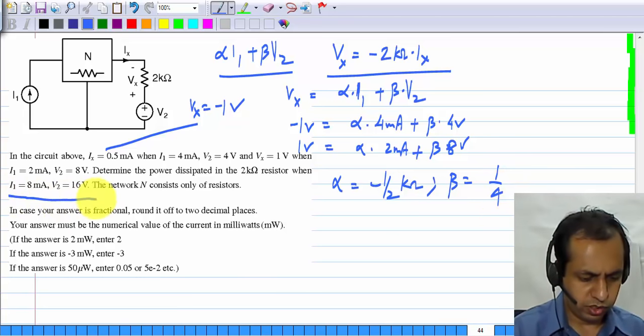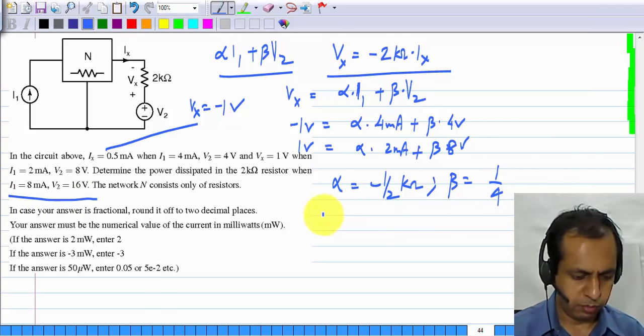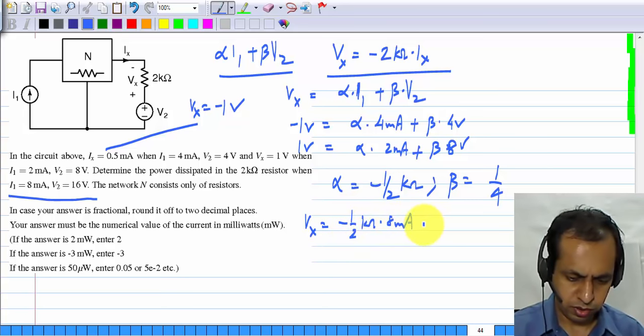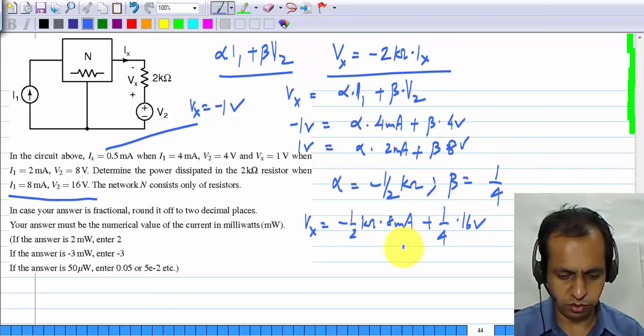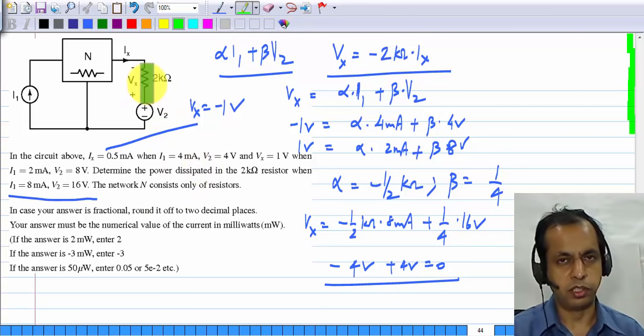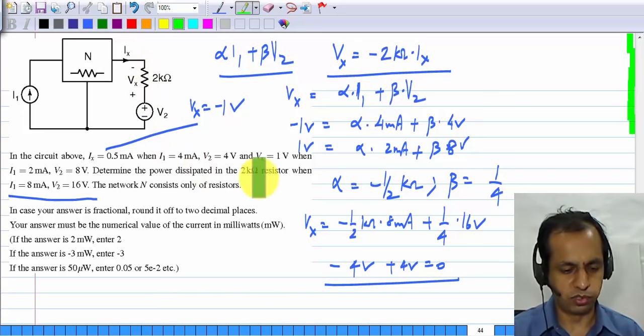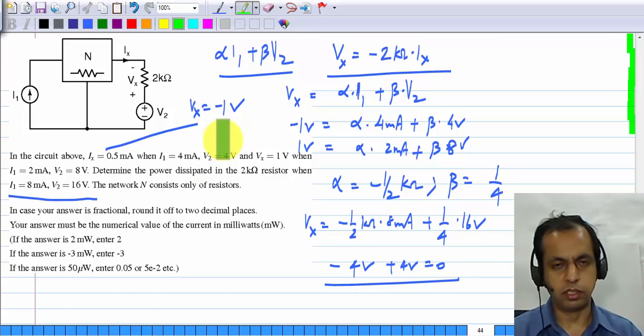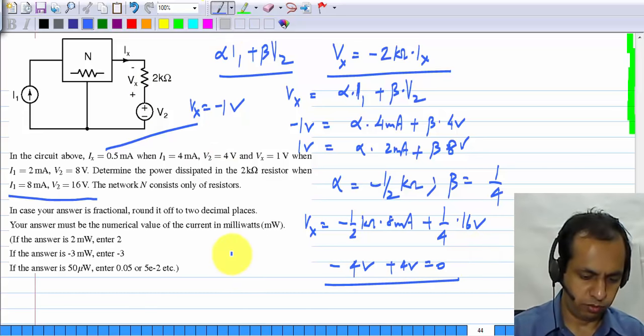Okay, and you are given a new condition where I1 is 8 milliamp and V2 is 16 volts, so Vx would be minus half kilo ohm times 8 milliamps plus 1 by 4 times 16 volts. So this gives you minus 4 volts and this gives you plus 4 volts. So it is 0, and you are asked for the power dissipated in this 2 kilo ohm resistor. If there is 0 volts across it, then obviously power dissipated is also 0.